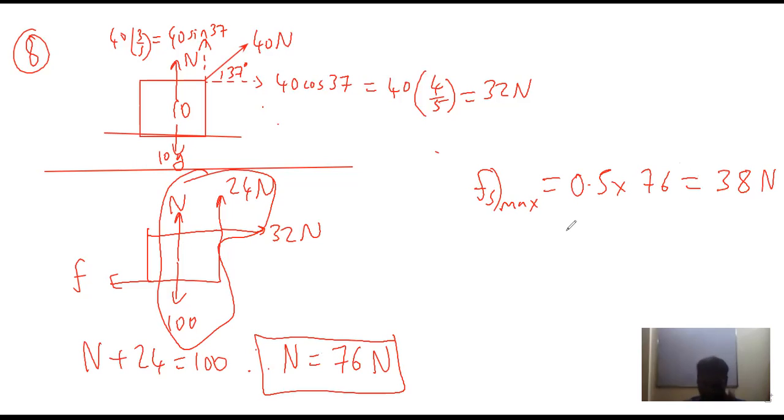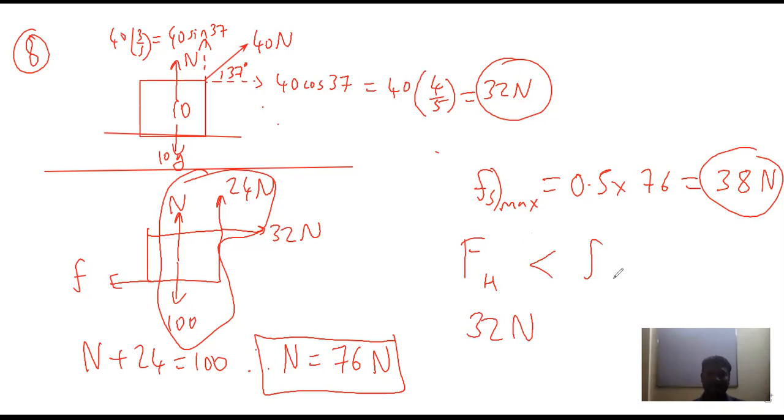Now, in this case, the applied force in the horizontal direction is 32 Newton and the maximum value of static friction is 38 Newton. So we can say the applied force's horizontal component, which is 32 Newton, is less than the maximum value of static friction, which is 38 Newton. So acceleration will be 0 and the object will be at rest. Now, let us move on to the next question, which is the ninth question.